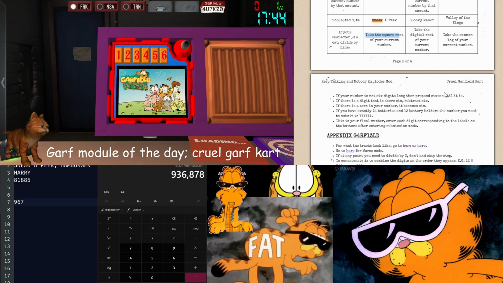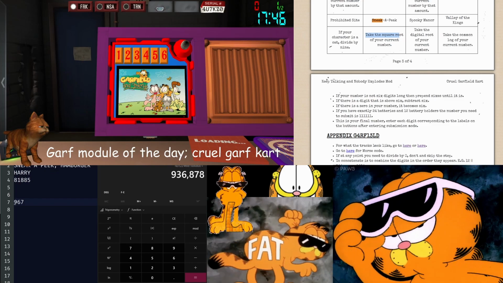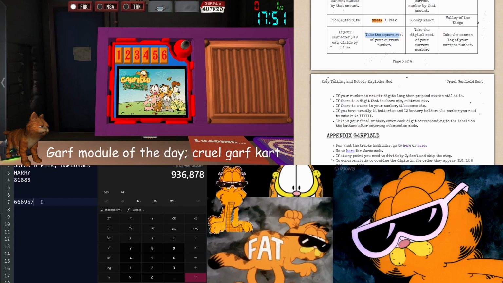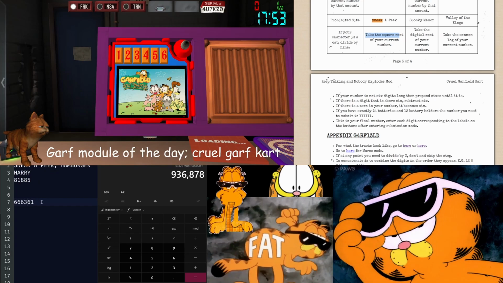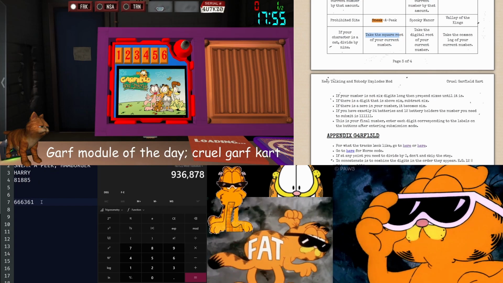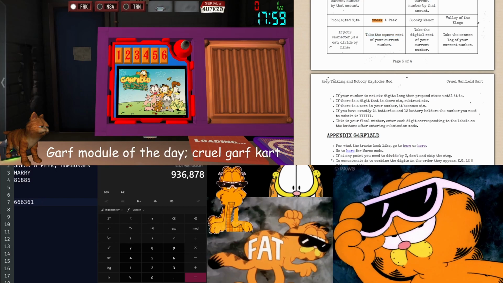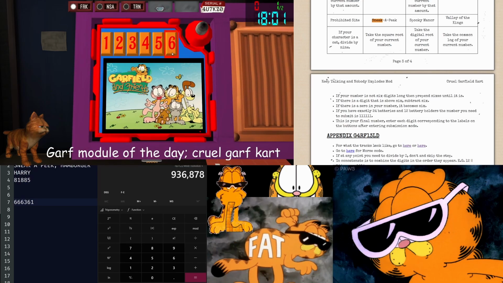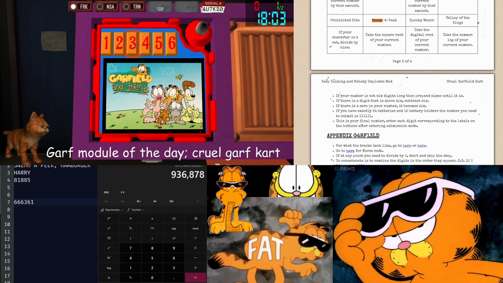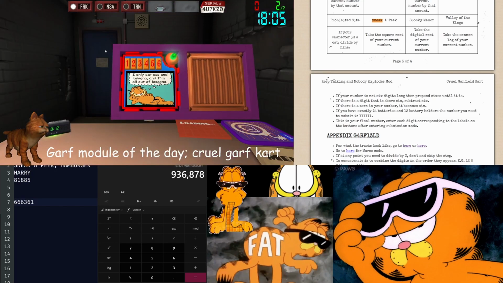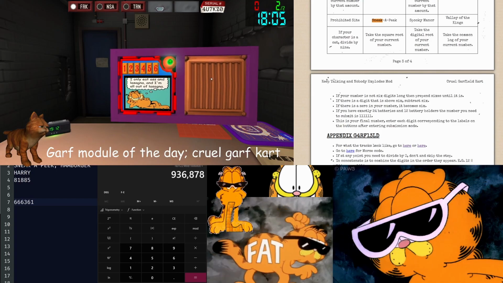Then we look down here. If it's not 6 digits, prepend 6s. Any digit that's above 6 gets subtracted by 6. That becomes 1. That becomes 3. If there's any 0, it becomes 6. This doesn't apply, and we submit the answer. And it's solved.